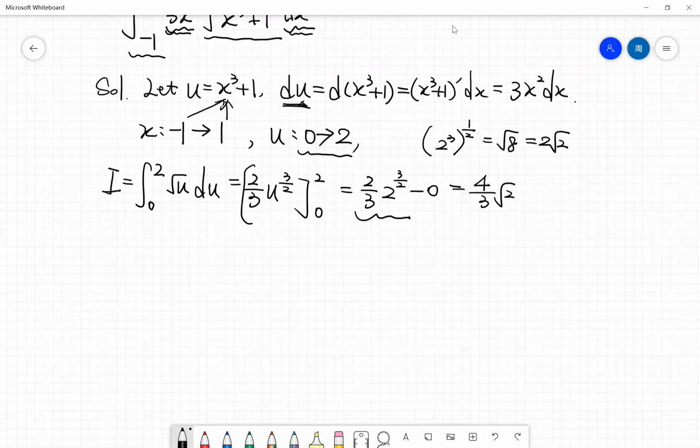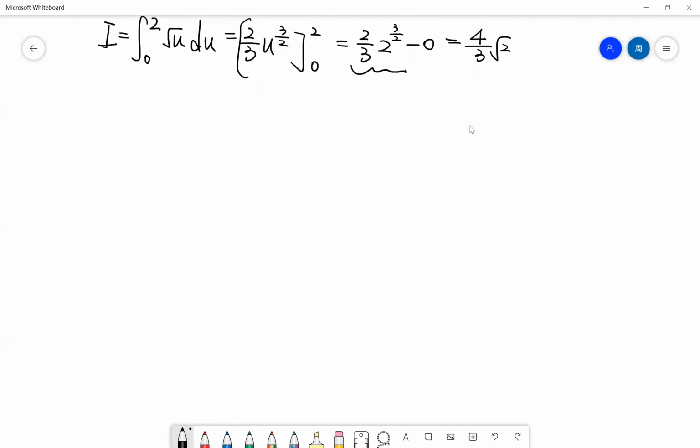Question number 3: the integral from 0 to pi/2 of cosine x power 5 times sine x dx. So try to calculate this definite integral.